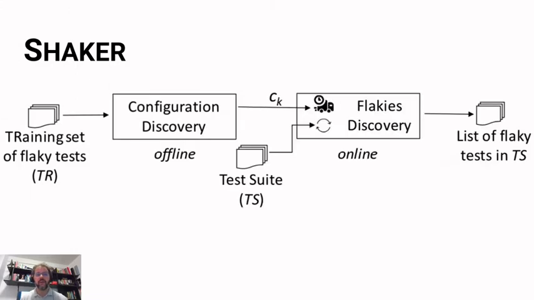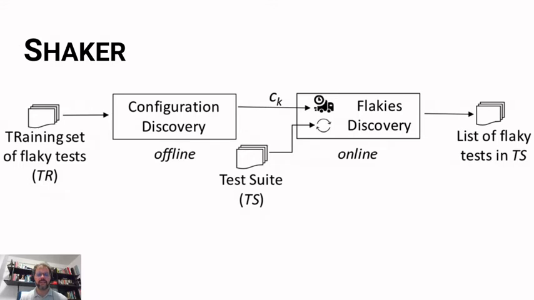In the second online step, Shaker uses the configurations we find in the first step to search for flaky tests on the test suite of a project provided as input. The idea here is that we run a test suite on a noisy environment for a number of times to see if there are divergences on the outputs.